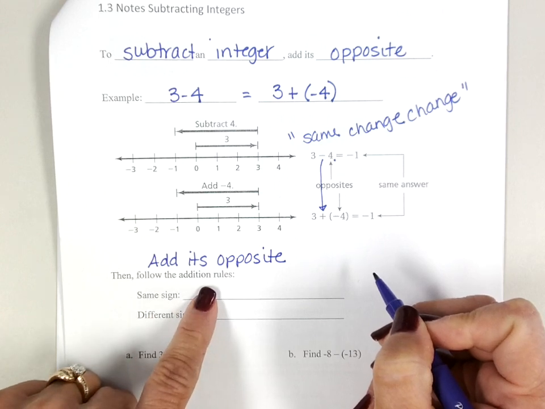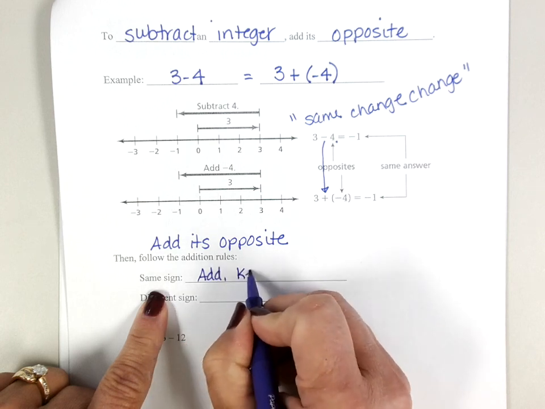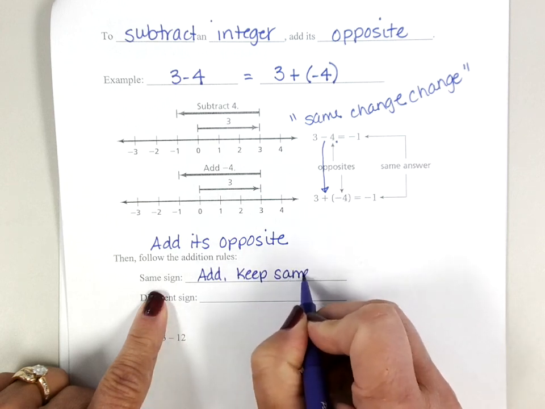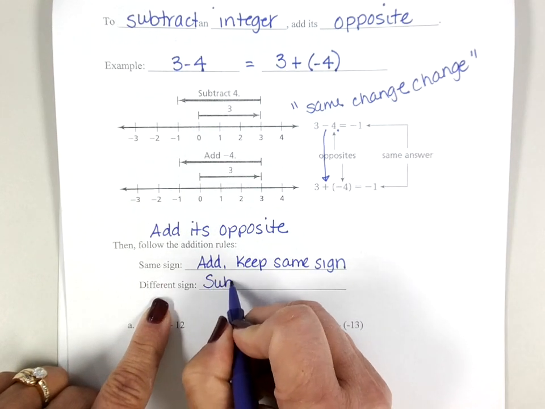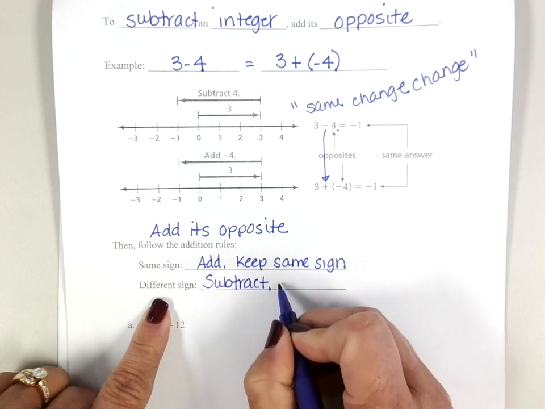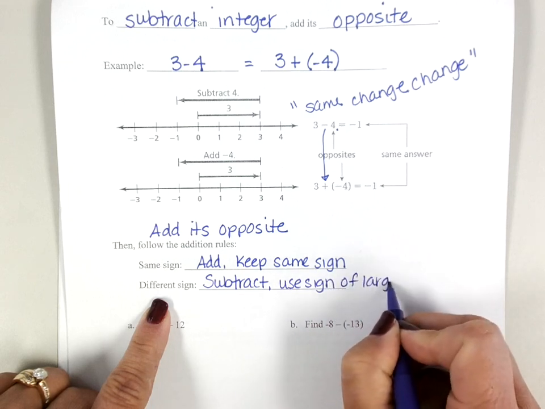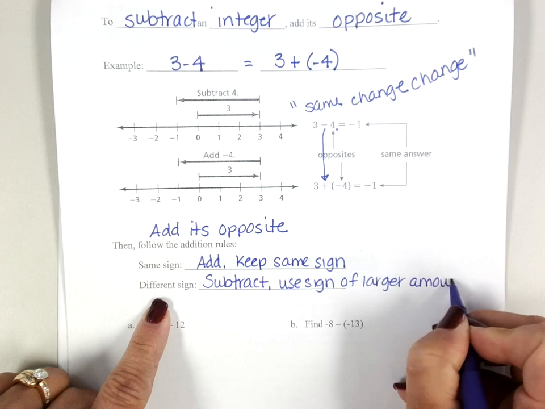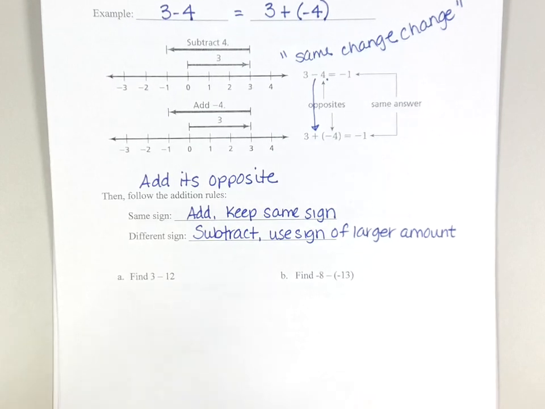Then you follow the addition rules. So remember the addition rules: if I have same signs, I'm going to add, and I'm going to keep the same sign. If I have different signs on addition, I'm going to subtract and use the sign of larger amount. And when I say larger amount, I mean, do I have more positives or do I have more negatives? If I have more positives, then that's the sign, because if I was using 0 pairs, there would be positives left over. If I have more negatives, there would be negatives left over. So that's the final answer.